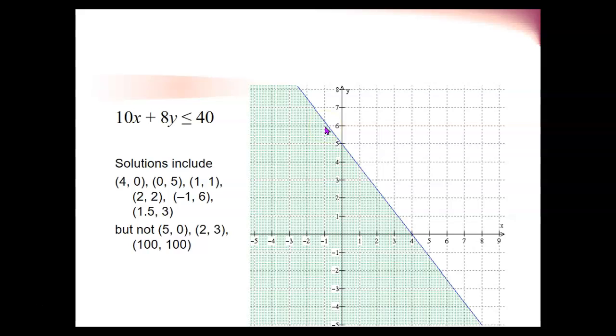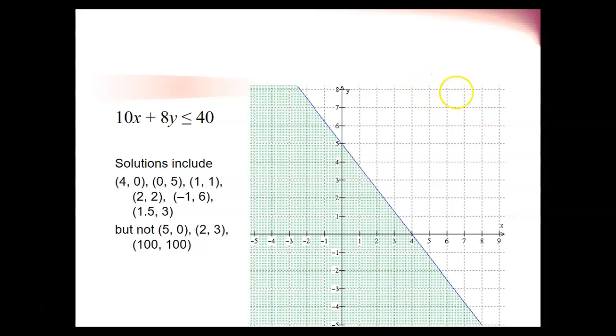So all of the solutions, like (4, 0), (0, 5), (1, 1), (2, 2), (-1, 6), (1.5, 3), they're all part of the shaded region. They're either on the boundary line or somewhere in the middle of that shaded region. And all the pairs of numbers that don't work, like (5, 0), or (2, 3), or (100, 100), are on the other side of the line in the non-shaded region.